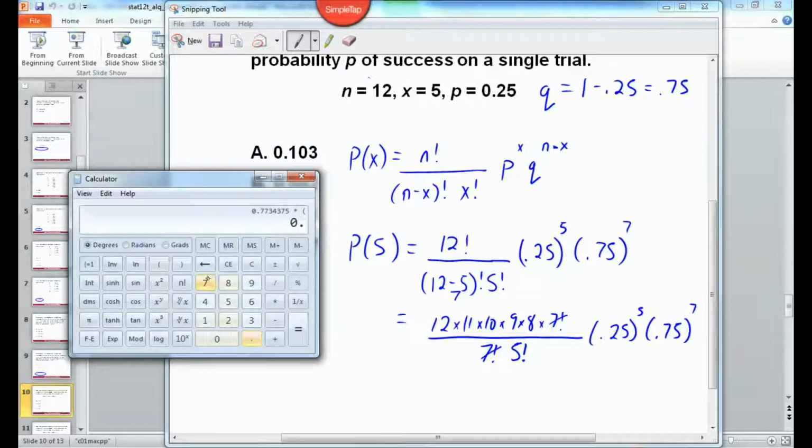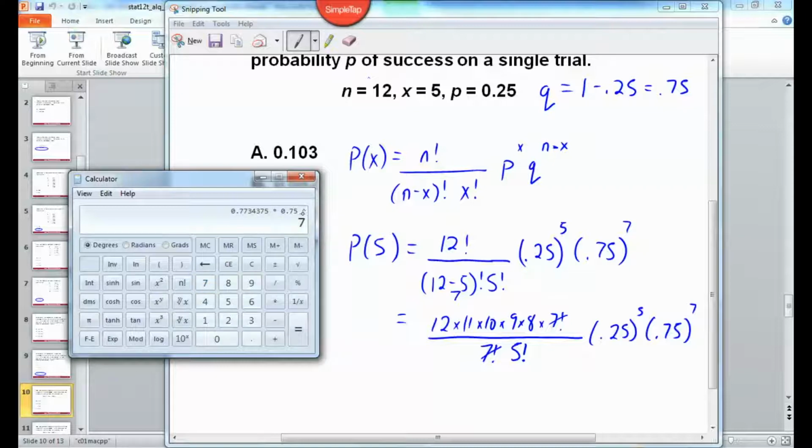So you just leave it as the same number? Yes. Oh no! Alright, I didn't push the power button, so 0.7734,375. 375 times, I didn't do this right, so 0.75 raised to the 7th power.